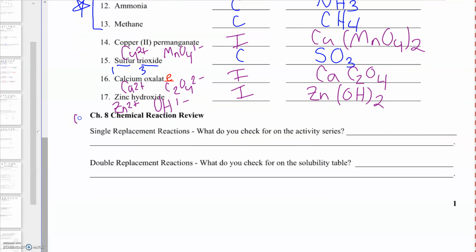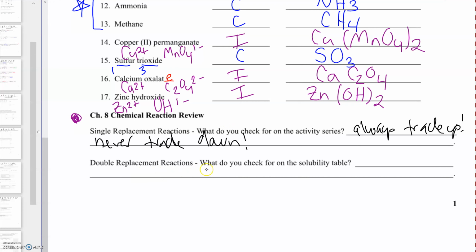So then here's our quick review of our last chapter we had just done. So we're looking at single replacement. What do you check on the activity series? So remember I told you in class, you always trade up. You will never trade down. So if you think about who you're bonded with and who's trying to cut in, is it a trade up? If so, the reaction will happen. If it is a trade down, it won't happen.